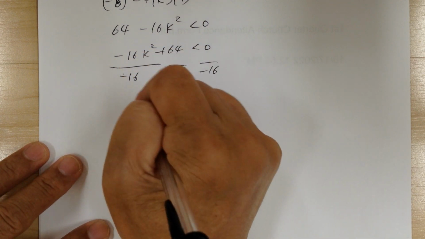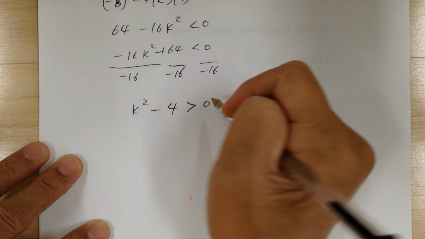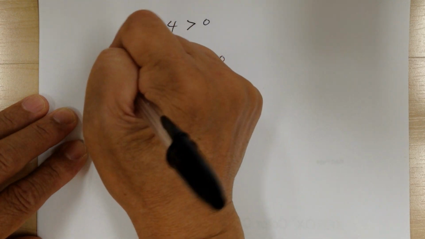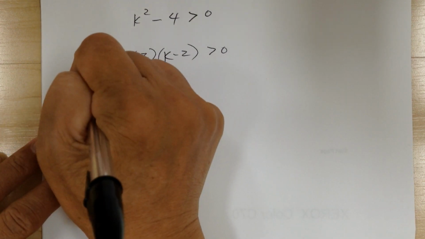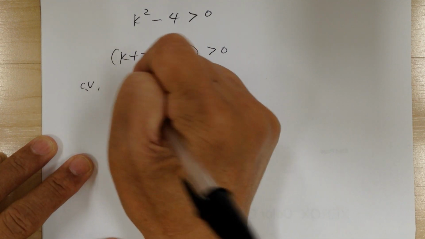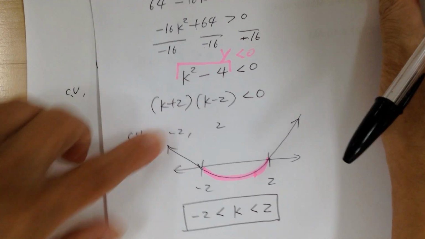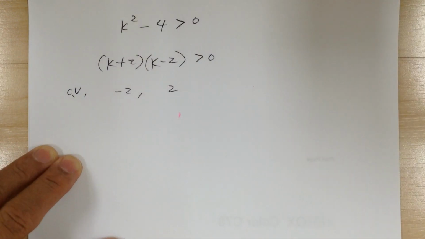So you're going to get k squared minus 4 greater than 0, right? You have to change direction. Okay, so you do the factoring like before. So you got k plus 2, k minus 2. So your critical values, just like before, are negative 2 and 2, right? Exactly the same as what we did before. The only difference is that the arrow is pointing in a different direction.